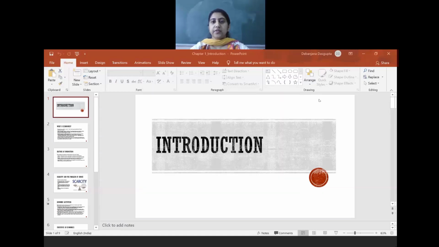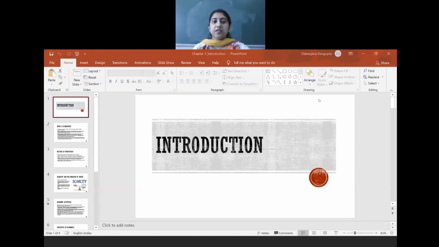Hello students. Today we will be starting the first chapter in Statistics for Economics. So in this chapter we have two things to be discussed. The first is what is economics and what does the study of economics deal with. And the second part is the importance of statistics in economics. So in this session we will discuss what is economics and what the study of economics deals with.